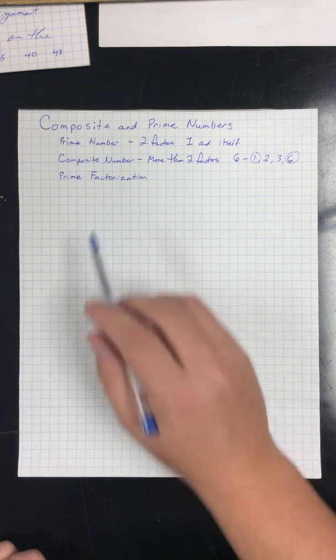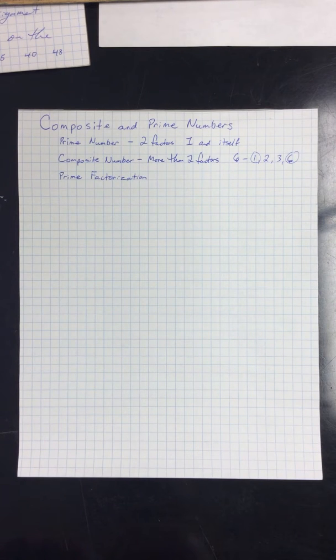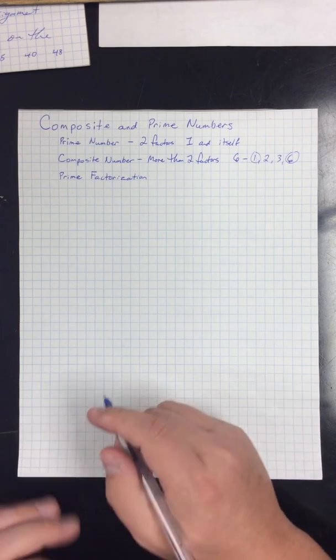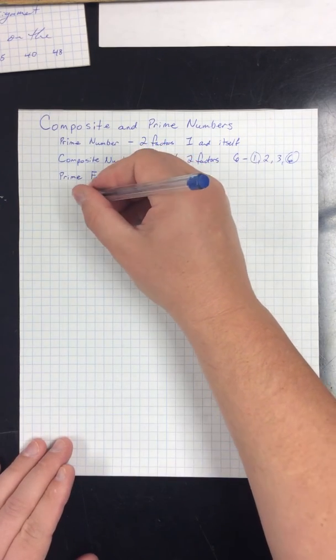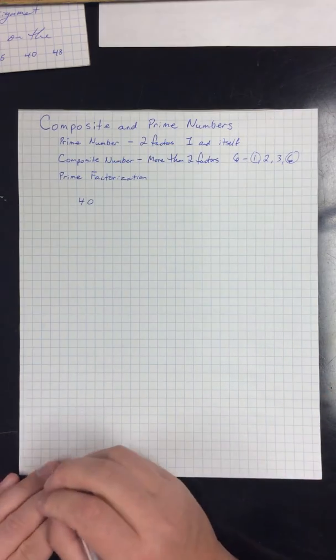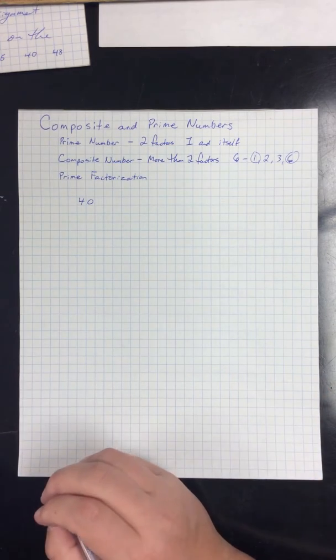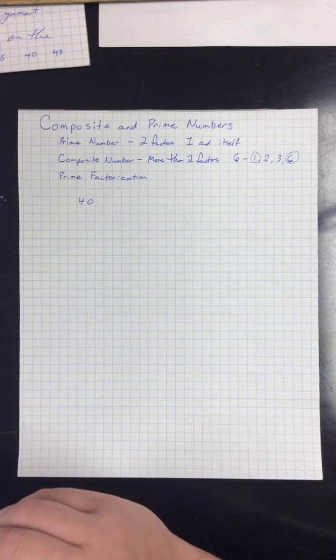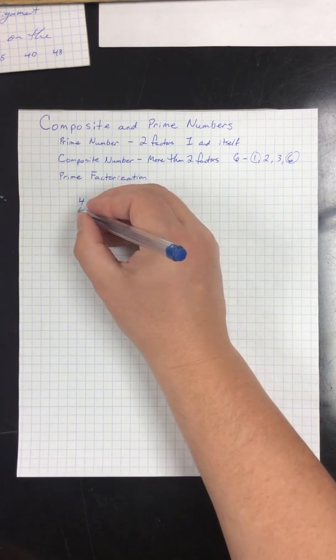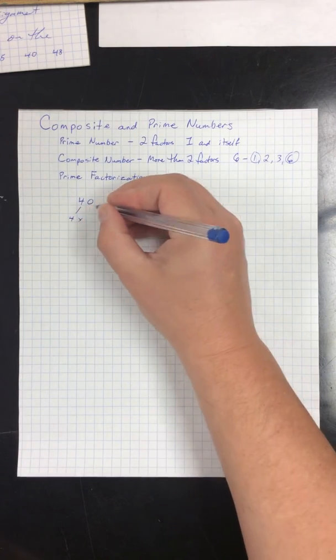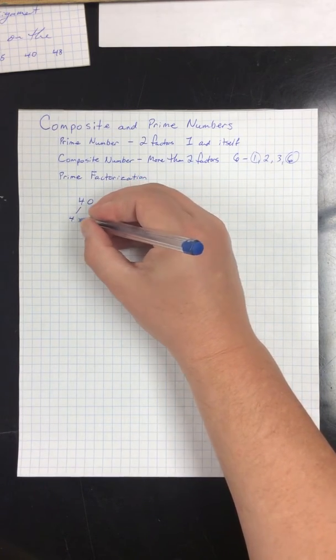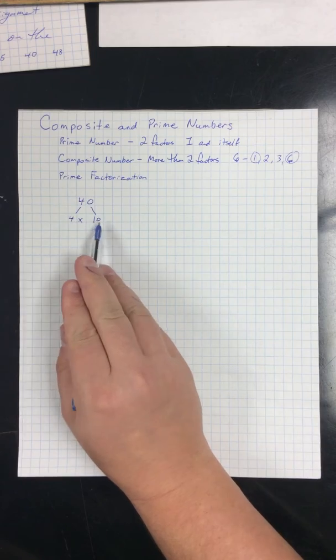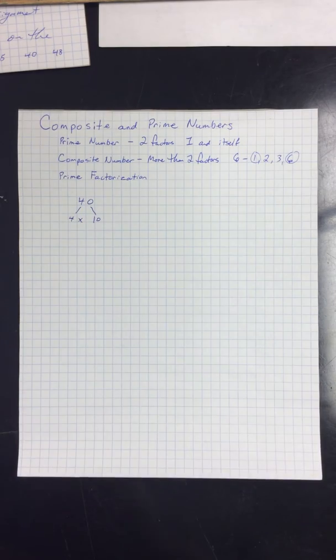Prime factorization is a process where we can take any composite number and break it down to its prime factors. This works for any number, and for us, let's start with 40, which is a composite number, and let's think of any two numbers that divide evenly into 40. So in this case, let's do 4 multiplied by 10. Then we can check that out. 4 times 10 is 40. Okay, we're all right there.